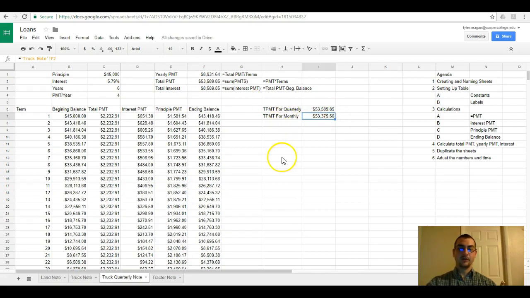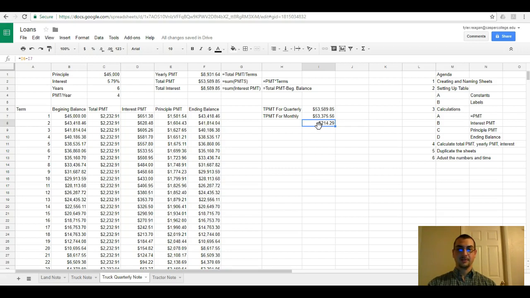So all I did was cell reference back to the other sheet. So this was the total payment for the quarterly, this was total payment for monthly. And as we can see, total payment for quarterly is actually higher than total payment for monthly, saying that this cell is actually slightly higher than this one. So if you paid your truck using monthly payments, you would actually pay off that truck in the same amount of time, but you'll actually save $214.